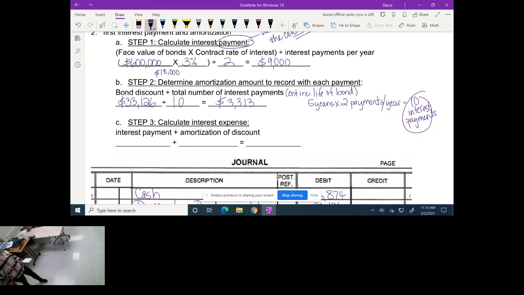So anyway, if you pay them $600,000 and you take $600,000 out of bonds payable, you still got this discount stuck on there. You see what I'm saying? You got to do something with it. It's interest. So we'll just write it off a little bit at a time.